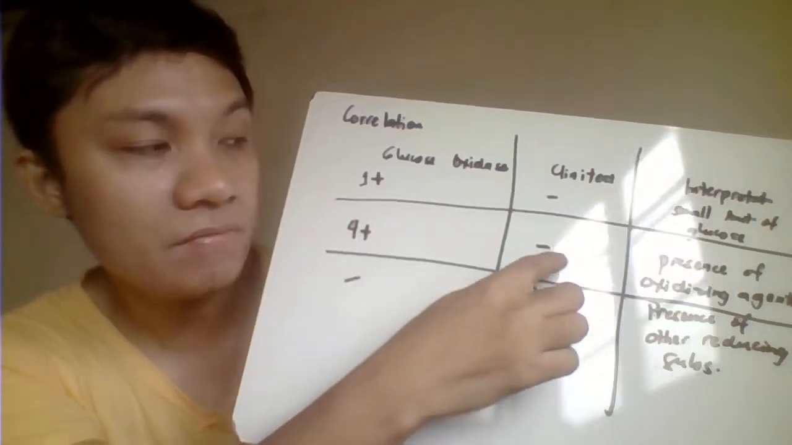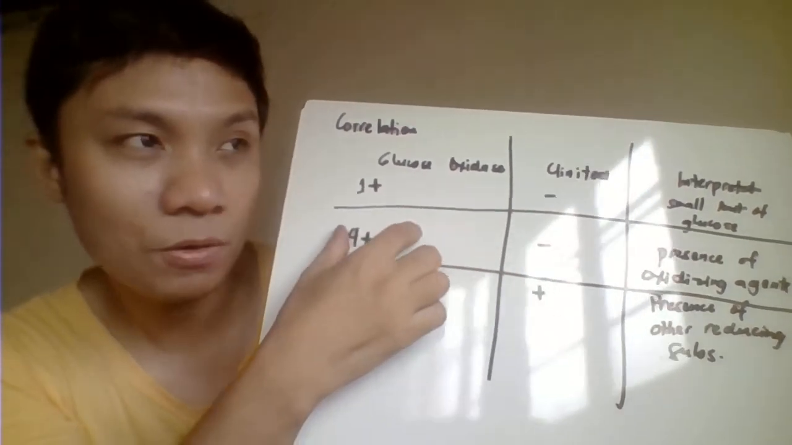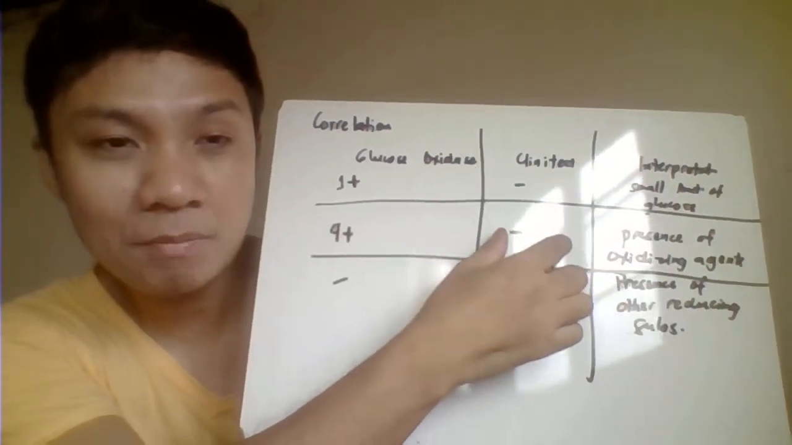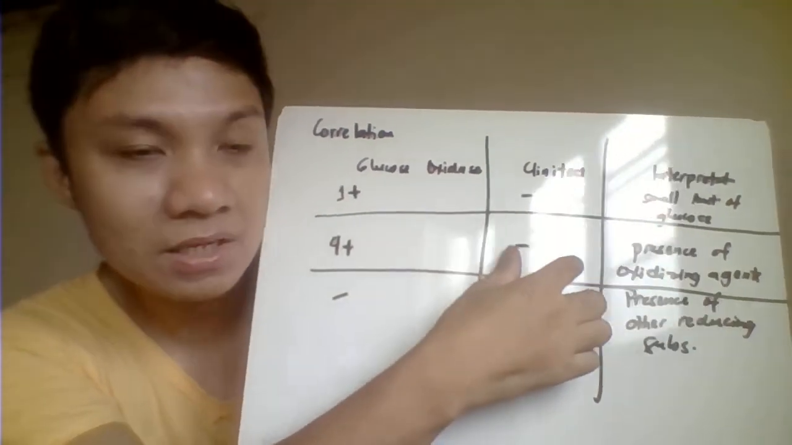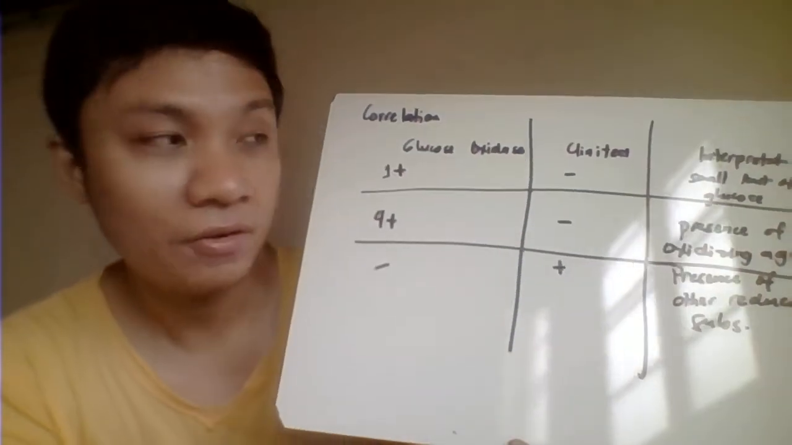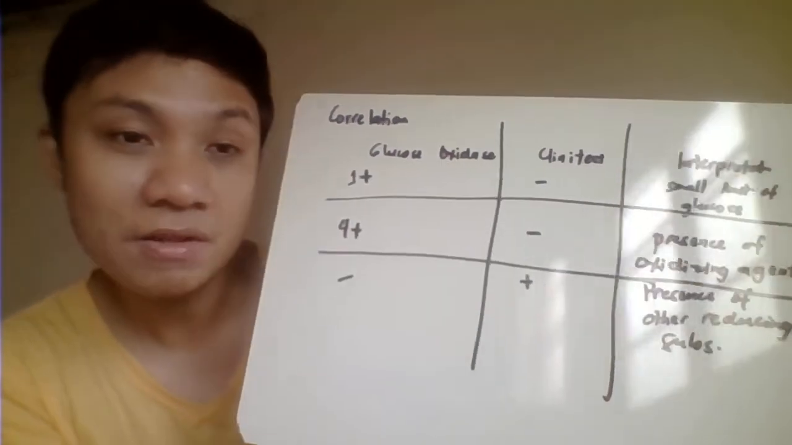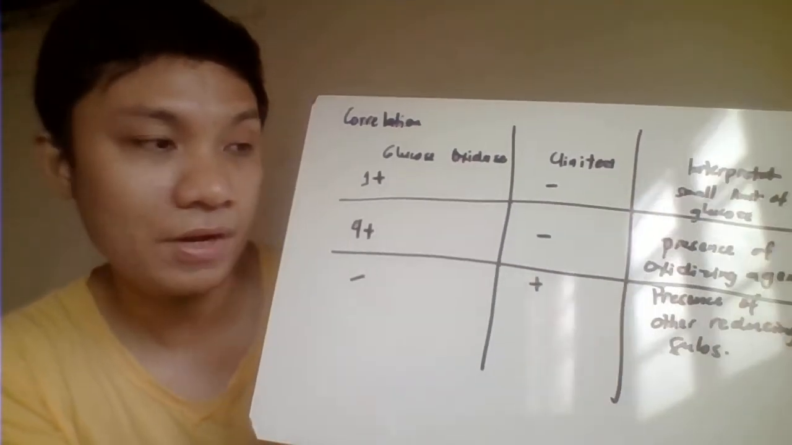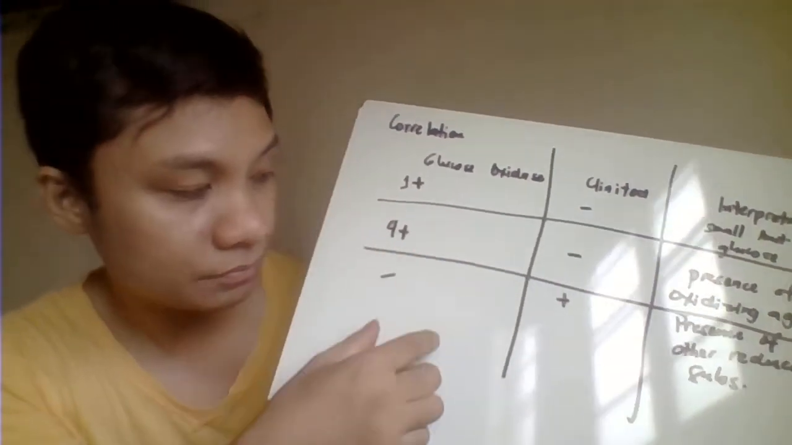4 plus, negative dito. Usually dito kung glucose ito, dapat dito mag-positive. Since nag-negative siya dito, it will signify that you have your oxidizing agent, which is your interfering substance. It's possible here for the false positive result.